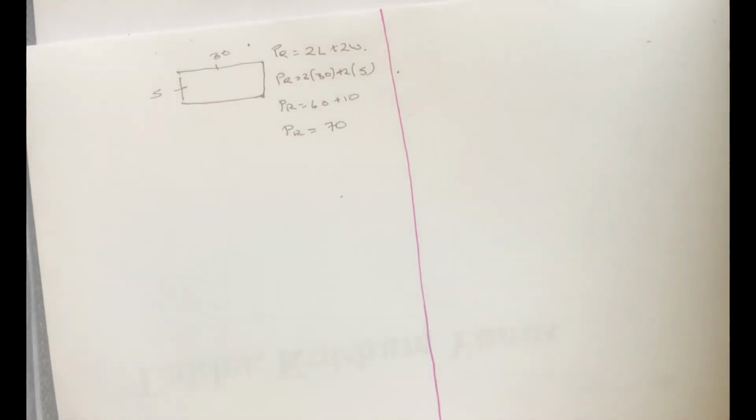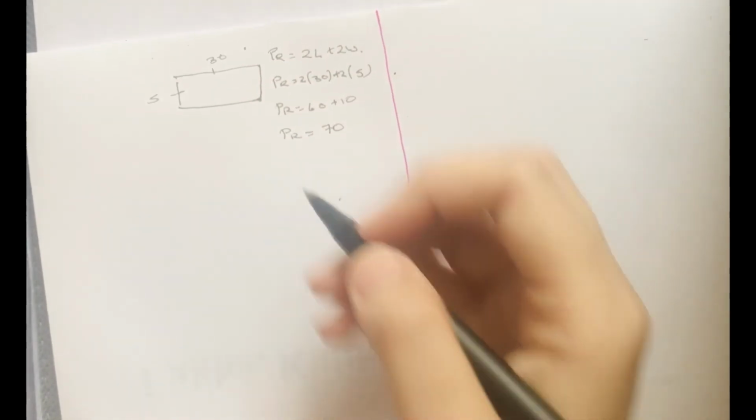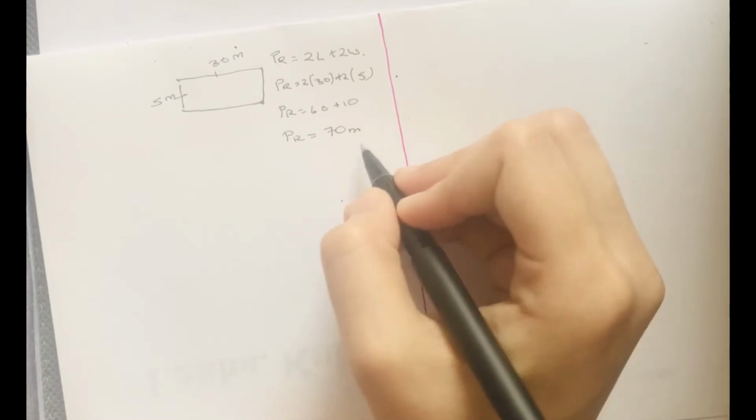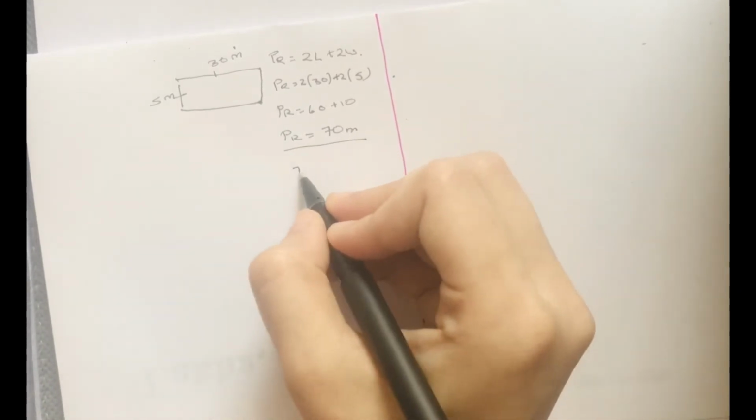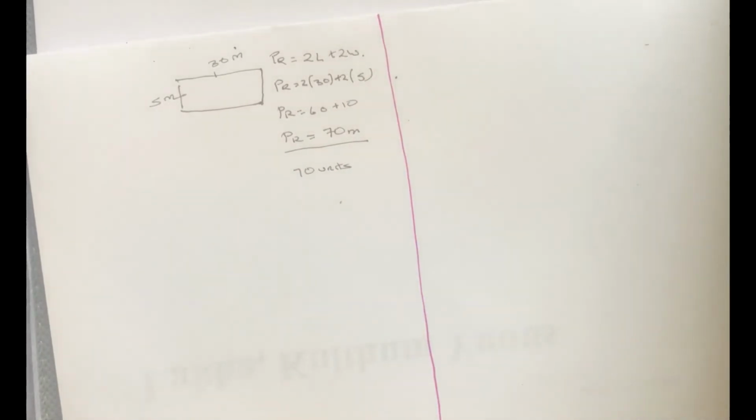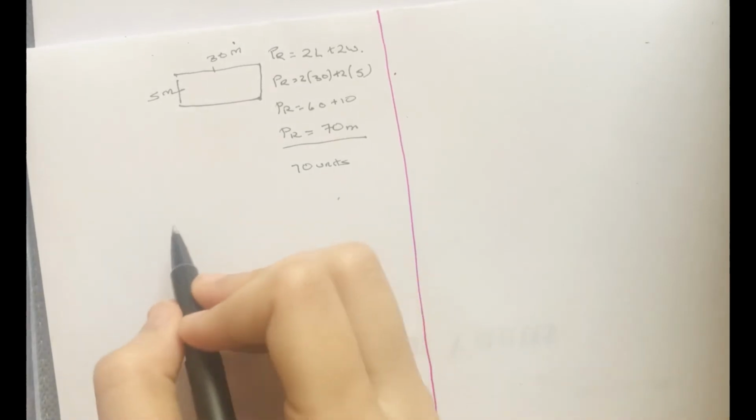But usually you have units for your rectangle, for example meters. So in your answer you'll have units. If you're not given units, you just write 70 units, because remember, perimeter is distance, and distance should usually have a unit of length.